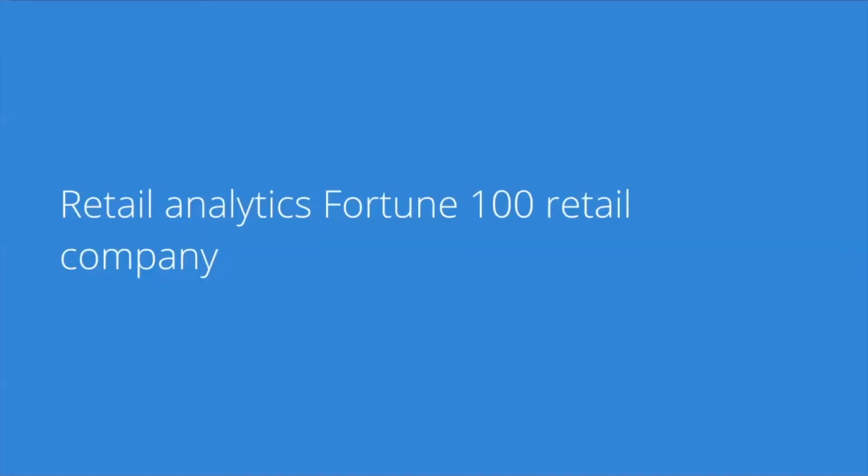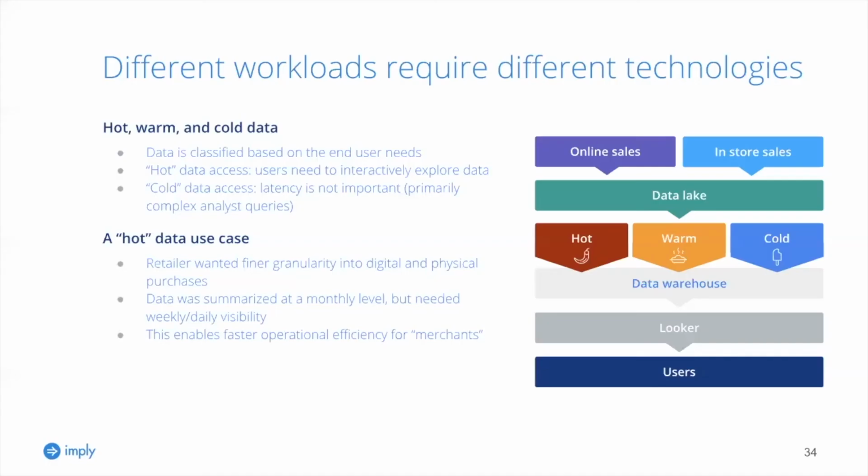Here's another example of a retail analytics Fortune 100 retail company, right? This particular company is a large retailer, right? They have sales coming in from online and also from in-store. And all of that data is classified based on the end user needs, right? Hot data access is where the users need to interactively explore data, right? And cold data access, where latency is not important. That's where the complex analyst queries can run their use cases. The hot data use case is where we are focused on here.